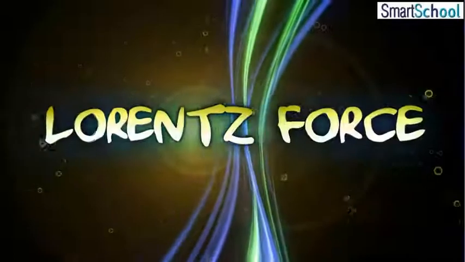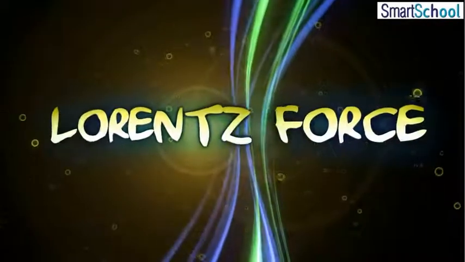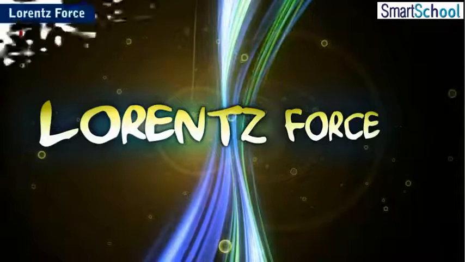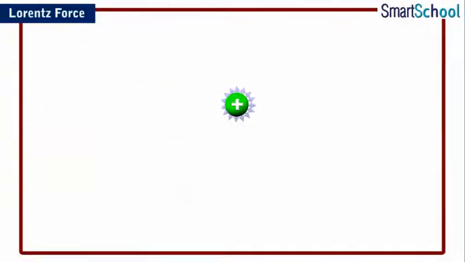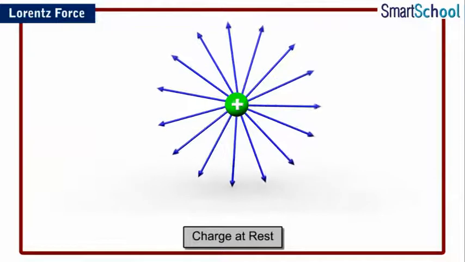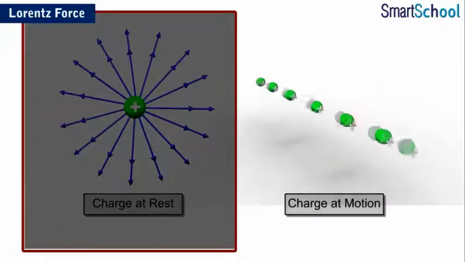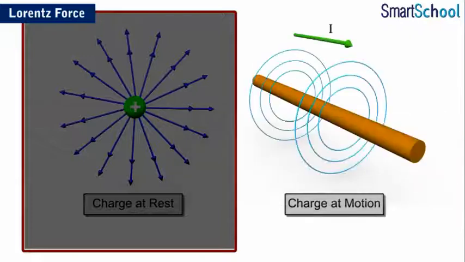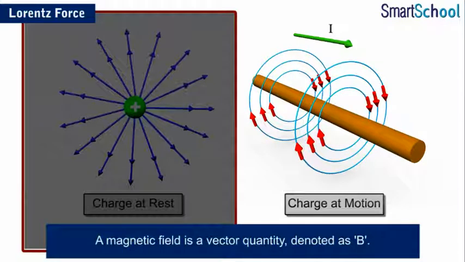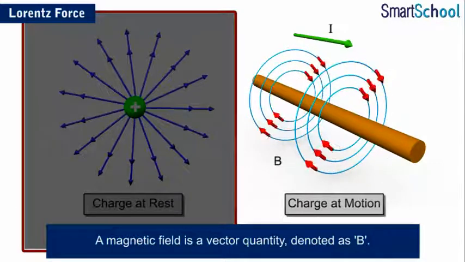In this module, we will be learning about Lorentz force. As you learned earlier, charges at rest produce an electric field. Moving charges or a current passing through a conductor produces both an electric and a magnetic field around it. A magnetic field is a vector quantity. It is denoted as B when we represent it vectorially.